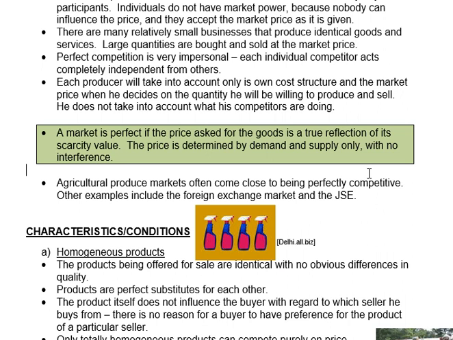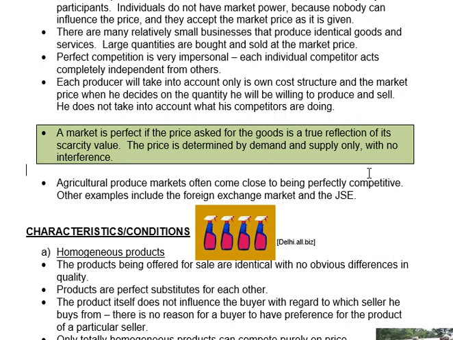Obviously, the more scarce something is, the higher the market price will be. Now, in the real world, there's no such thing as a perfect market. A perfect anything doesn't exist. But we use the perfect market to show us what the ideal is so that we can compare all the real market structures.